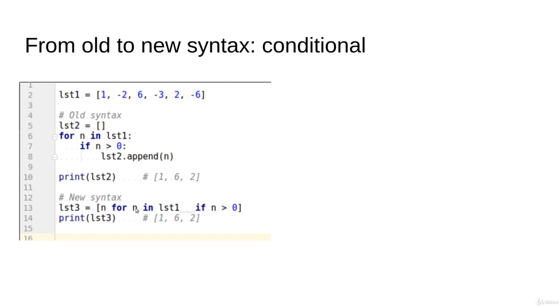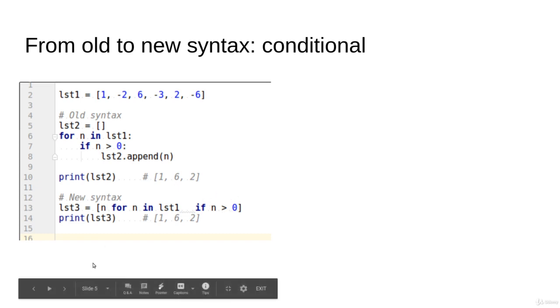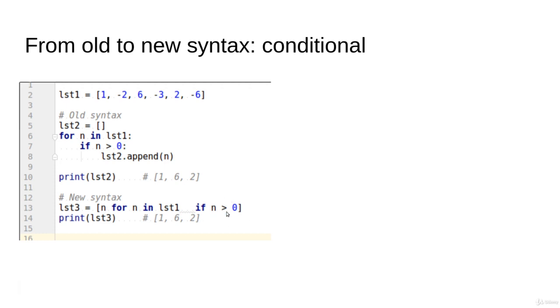For example, we will iterate on the 6 elements, and then is 1 greater than 0? The answer is yes. So 1 will be evaluated here. Then is minus 2 greater than 0? The condition is false. n will not be evaluated here. So what will be eventually appended in this list is exactly what is satisfying the condition here.